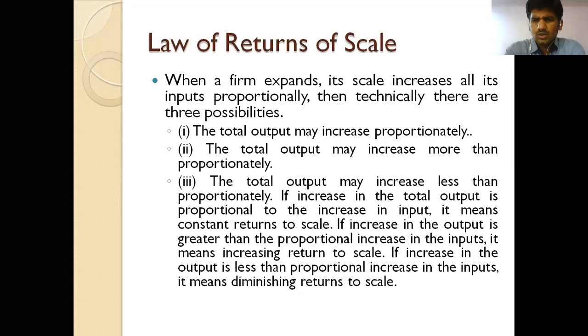If the increase in total output is proportional to the increase in input, it means constant returns to scale. So constantly it is going to be proportional. For example, if we increase inputs by 10, in the same way outputs are increased by 10, so there is no change. For example, if the input is 9 and we are getting an output of 10, then that is more than proportional. So in these three cases, the phenomenon of returns to scale is going to occur.